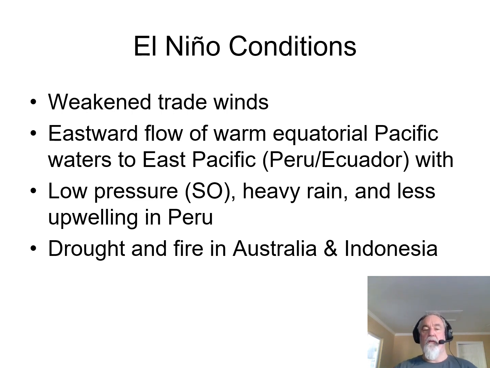Now, at the same point, Australia and Indonesia, typically they'd have low pressure. Now they get high pressure. Typically, they would have rainfall. Now they get drought. And if there's any kind of brush fires, those brush fires go out of control. They also, instead of having very warm sea surface temperatures off the coast of Australia and Indonesia, would get cooler sea surface temperatures compared to normal.